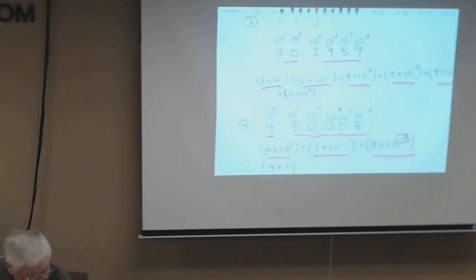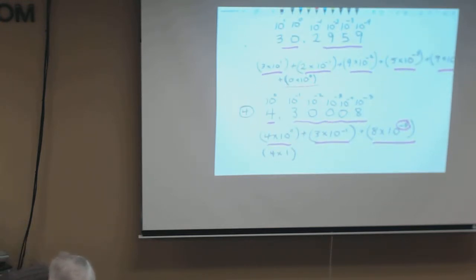So let's look at number 4. 4.30008. Under the 4 is the 10 to the 0 place, 10 to the negative 1, 10 to the negative 2, 10 to the negative 3, 10 to the negative 4, there it is, and 10 to the negative 5.